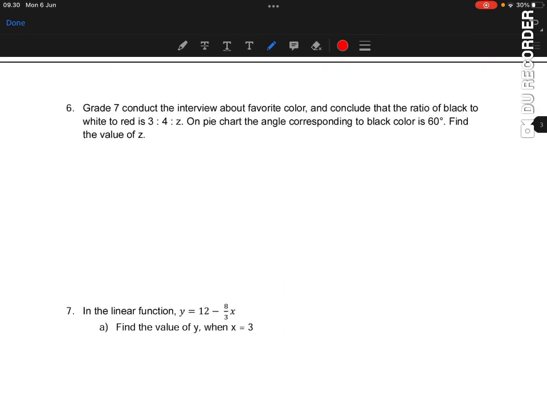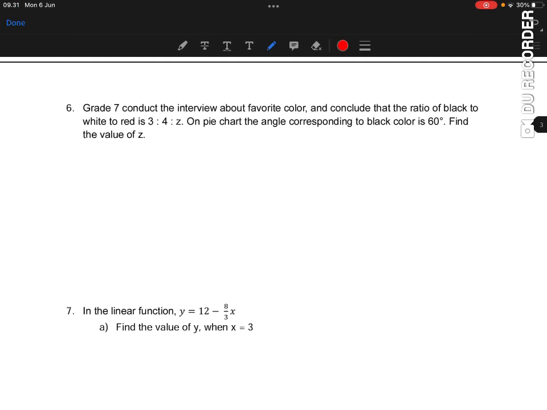Grade 7 conducts an interview about favorite colors and concludes that the ratio of black to white to red is 3 to 4 to Z. On the pie chart, the angle corresponding to black color is 60 degrees. Find the value of Z.